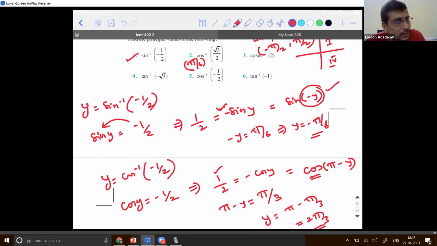Pi by 6, perfect. Cosecant inverse 2 is the same as sin inverse half, so pi by 6. Tan inverse of minus root 3: pi by 3.